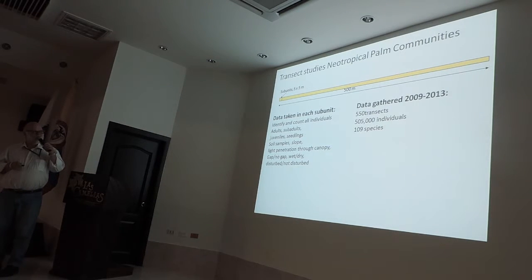So over the years that the project lasted, we made 550 transects and counted some half million individuals in 109 species. So obviously the whole palm flora is not represented in these transects, but that's maybe not surprising.